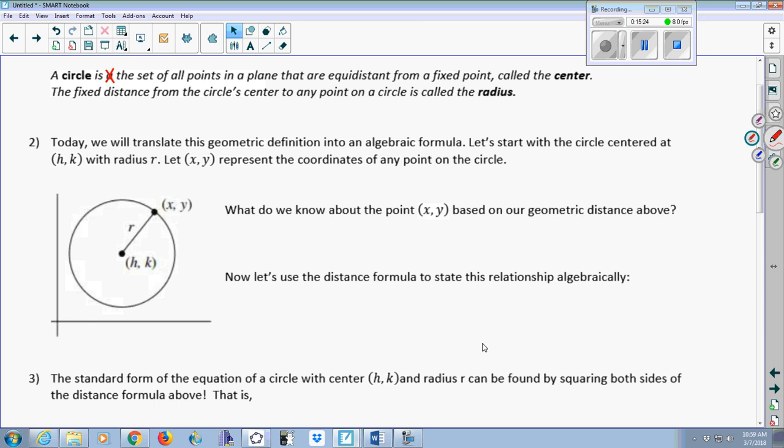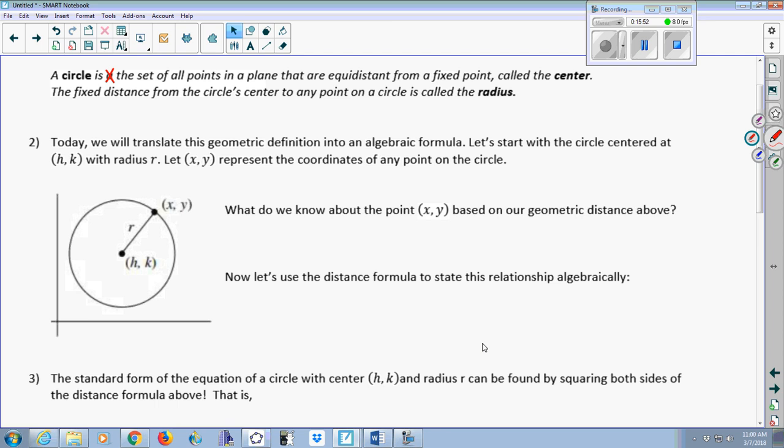So if we start with a circle centered at our typical h, k, we use h, k for what? Quadratic formulas, right? For the vertex. Yep, so you've seen h, k before. It's going to be a similar idea. And we have a radius of r, and then we're going to let x, y be the coordinates of any point on the circle.